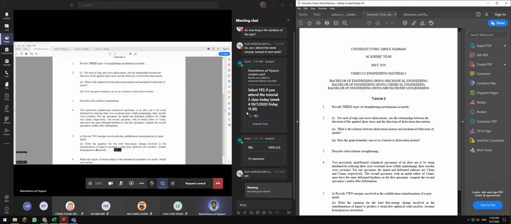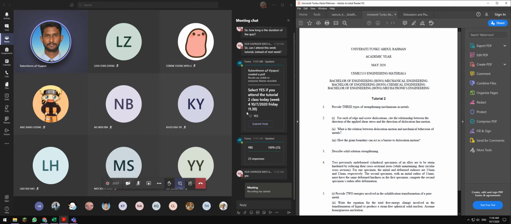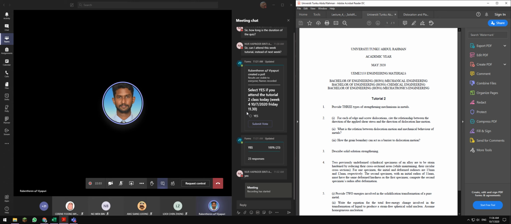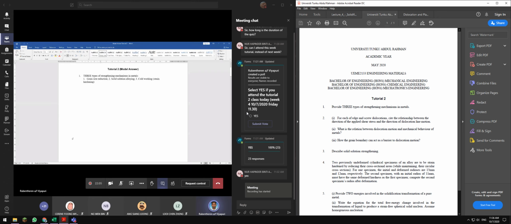Okay, let's look at the answer. Question number 1 asks you to provide 3 types of strengthening mechanism in metals. Okay, there are 3 types. The first one is grain size reduction, smaller grain size. If you have smaller grain size, you have more networks of grain boundaries. That's the tip for question number 3.